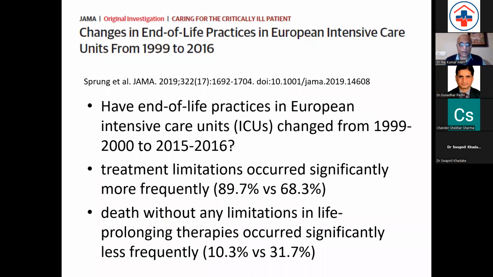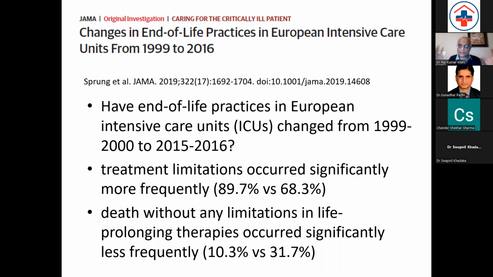So Indian data is, of course, very sparse. I'll draw your attention to one of the latest publications of 2019, Ethicus 2. Ethicus 2 was published in 2019, whereas Ethicus 1 was published in the year 2000 or 2001. So in the period of 15 years, how have the practices changed in Europe across the ICUs? That was the question. Treatment limitations occurred significantly more frequently; it rose from nearly 70% to nearly 90%. So these decisions, although complex, although nuanced, needing expertise, beset with a lot of gray areas, even then they're getting easier and easier in Europe.